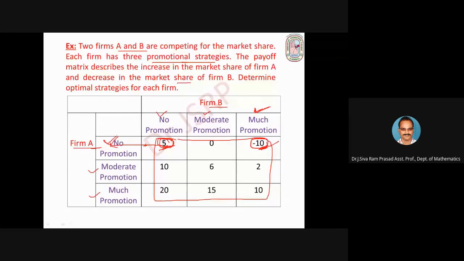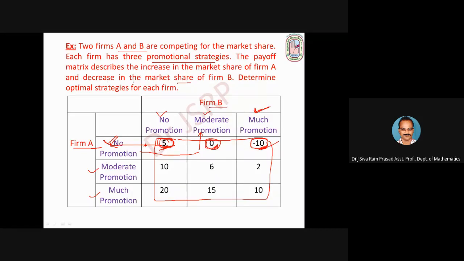Okay. Suppose, for example, this 0. That means if firm A selects no promotion and firm B selects moderate promotion, then there is no change in the market share value for both firms. So 0 means no gain, no loss. Okay. So that is the meaning of these entries.